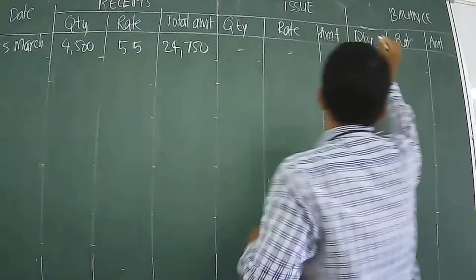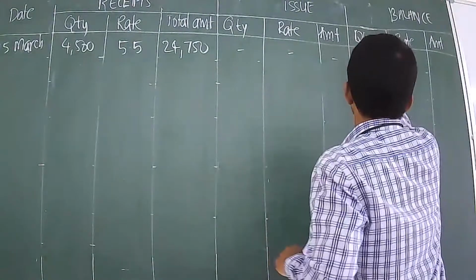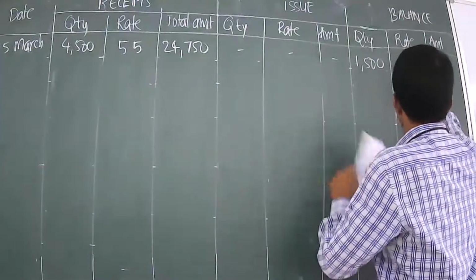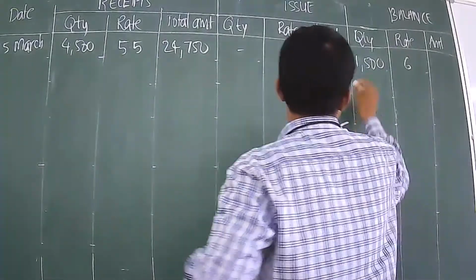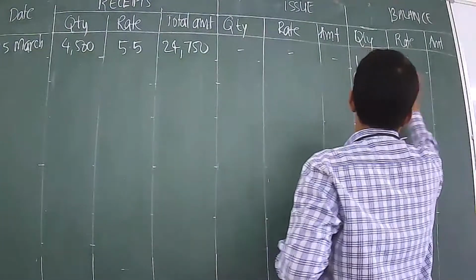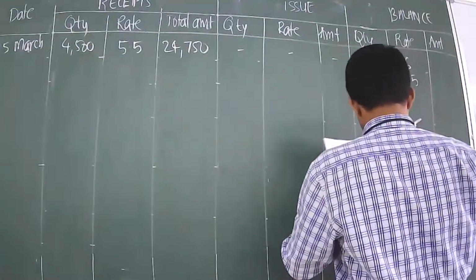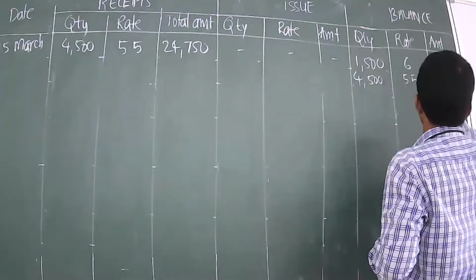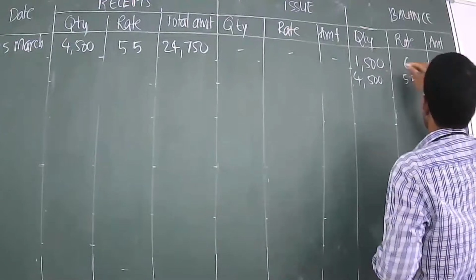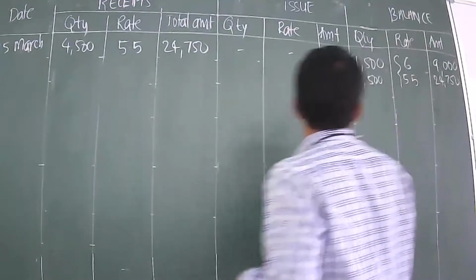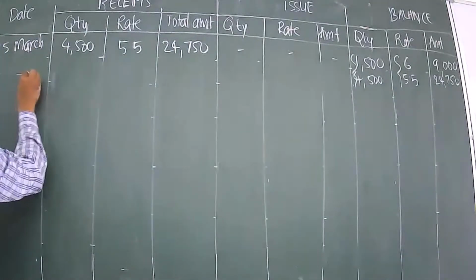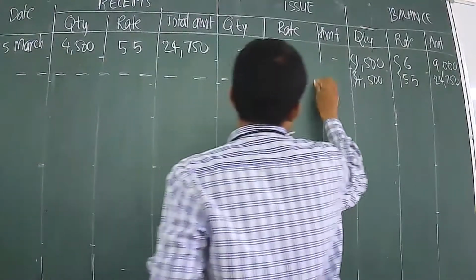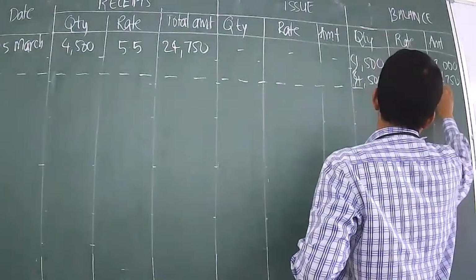So there were no issues. Now let's work out the quantity. Previously, you have 1,500 remaining, which you bought at 6 rupees, so that was 9,000. Then you have a fresh purchase of 4,500 at 5.5, which was 24,750. Okay, so we are done with the transaction for 15th of March.